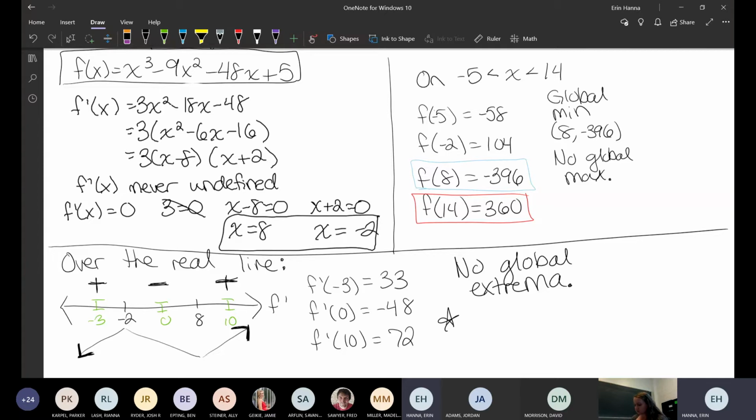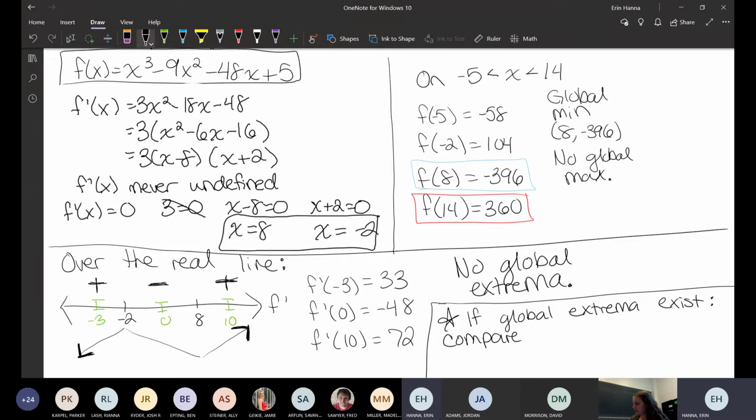In general, this one had no global extrema. What if it could have global extrema? How would you do that? Just as a note for later: if global extrema exist, compare the y values of the local extrema.